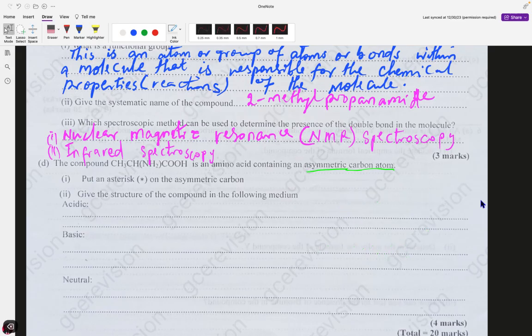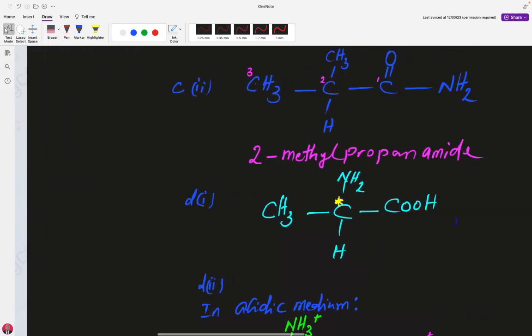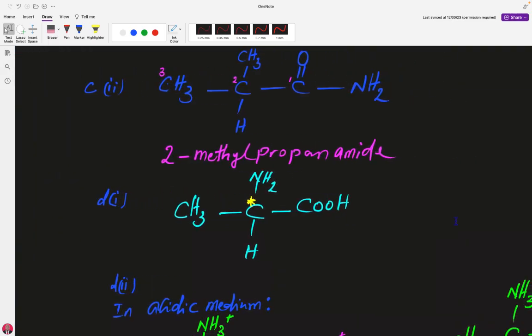Let me look at this example here for you, to better understand the concept. Look at the asymmetric carbon atom. What we're talking about in D1: you have this amino acid. Here, this is a carboxylic group. It is different. This is the amino group. It is different. This is a methyl group. It is different. This is a hydrogen. It is different. We call this carbon atom, attached to four different groups of atoms, an asymmetric carbon atom.